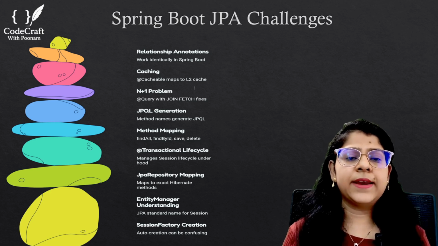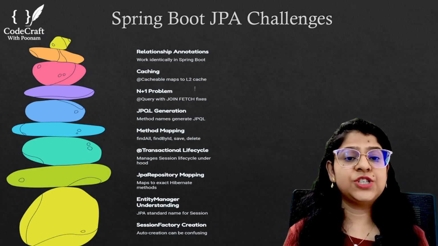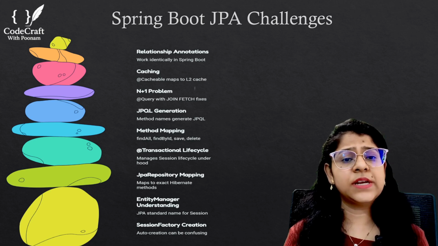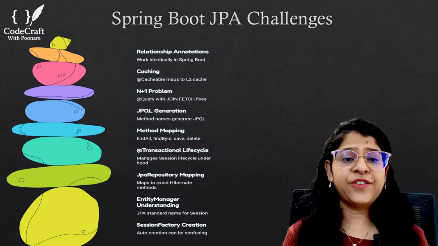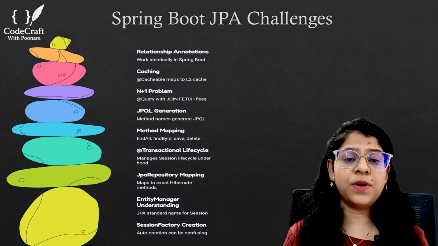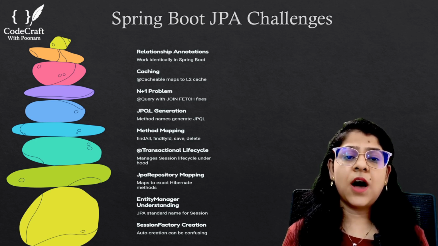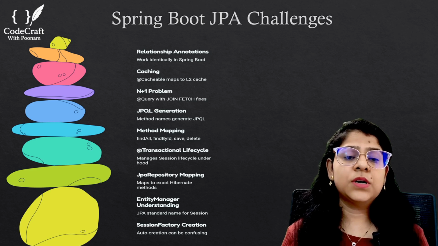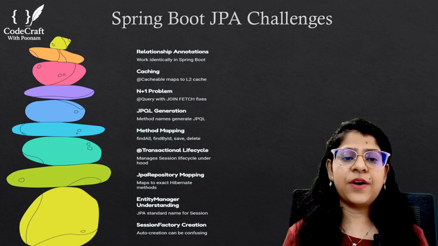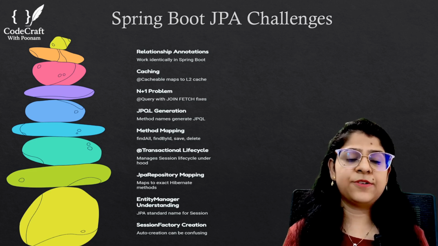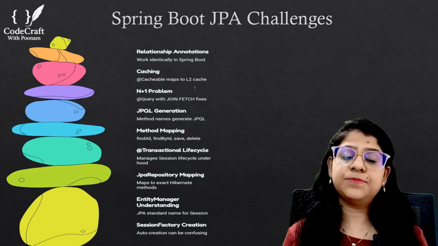And how Spring Data method names generate JPQL automatically, which we have seen in session 3, right? And how the query with JOIN FETCH fixes the N+1 problem, which we have seen in our session 5. And how @Cacheable maps to what we have seen in session 6, where you learned L2 cache concepts, and how our relationship annotations work identically in Spring Boot.